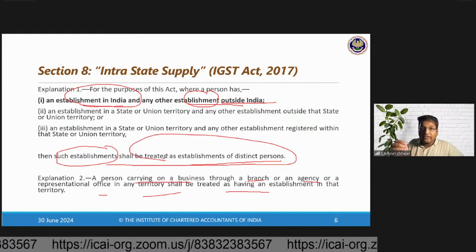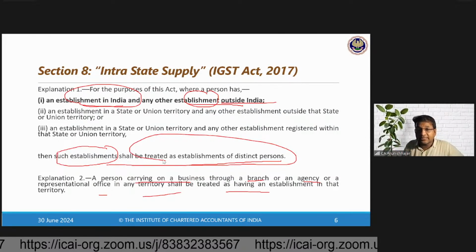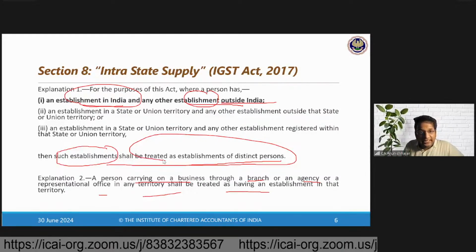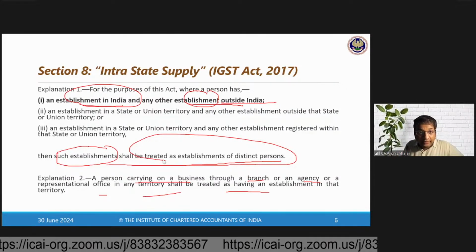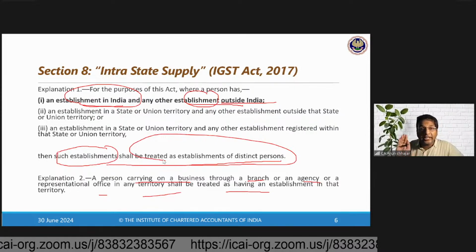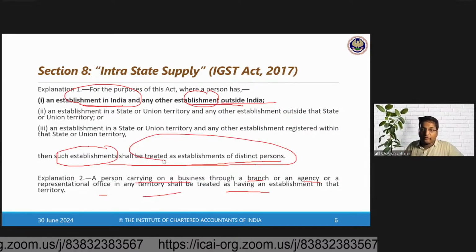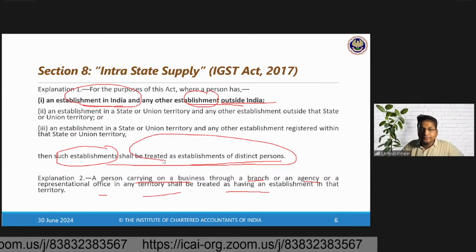What is the conclusion? If you are having the setup in India as a branch office, representative office or agency, then it is the establishment of the distinct person. And if it is the establishment of the distinct person, then it is not export of service. I hope it is clear. If you have any question, kindly ask.